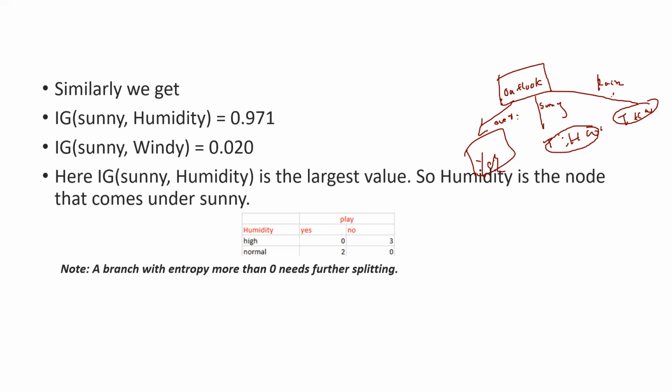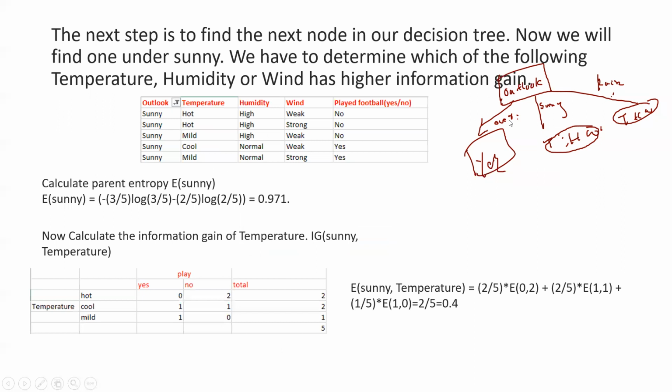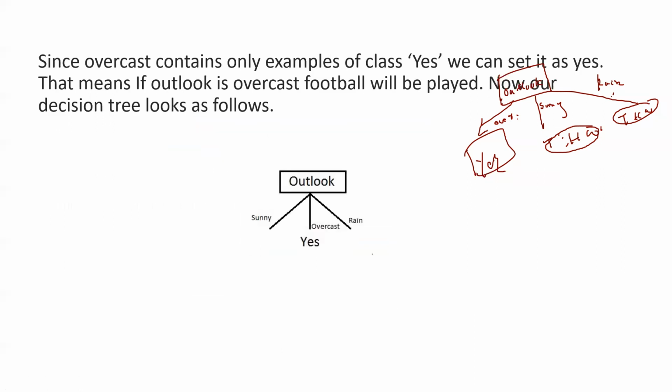There is no stop. Where will we stop? When there is no further split and entropy of the branch is 0. What do you mean by entropy of the branch is 0? Just like how we saw for outlook, overcast, directly it is yes. Till that point we calculate.